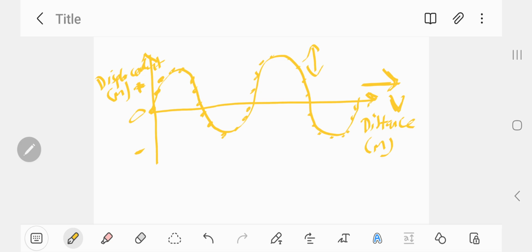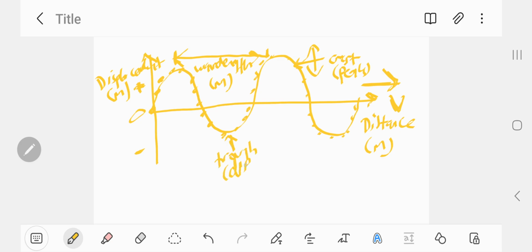So what are the parts of a transverse wave? Well, you've got something called the wavelength. That's the distance between two peaks, two crests. Wavelength is typically measured in meters. This is called a crest up here, which is a peak. And the bottom bit, the minimal point on a transverse wave, is called a trough. That's a dip.